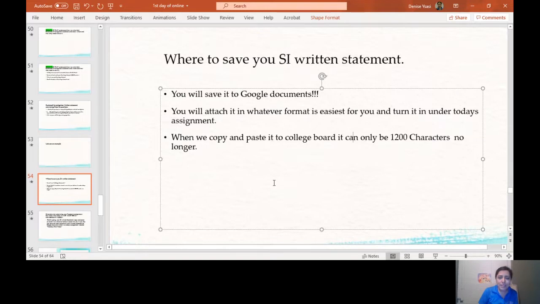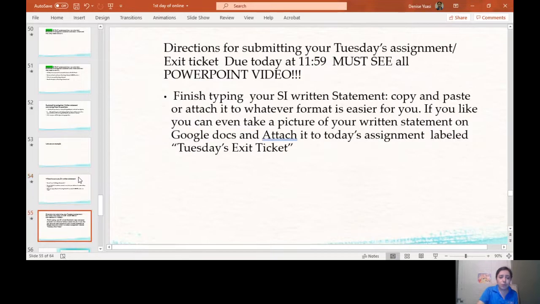When we copy and paste it to College Board, it can only be 1,200 characters, no longer, guys. So don't worry, we will not copy and paste it to College Board today. Today, you are only going to submit this exit ticket to me. So I'm going to show you how we're going to do that.